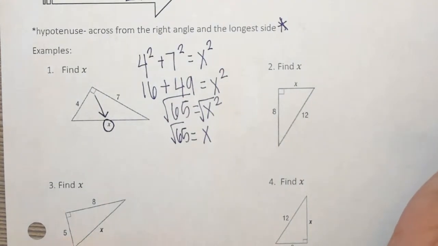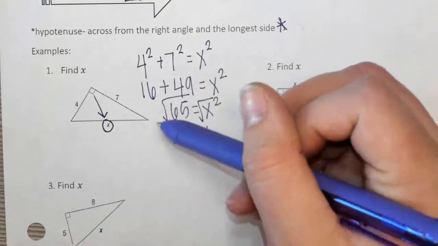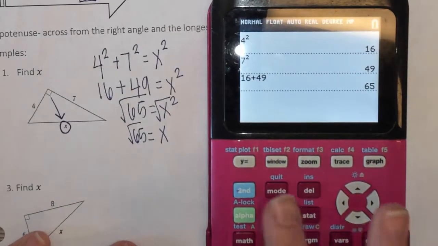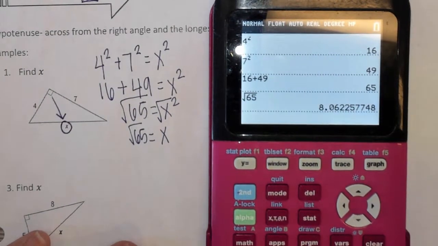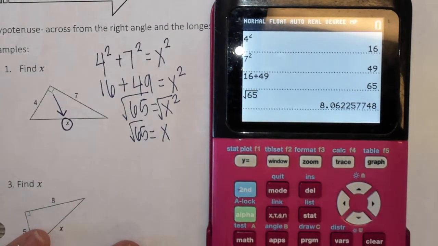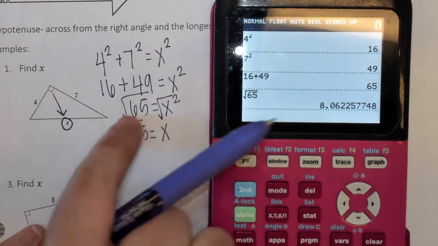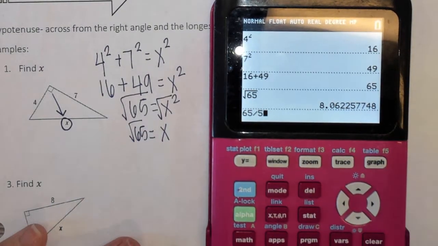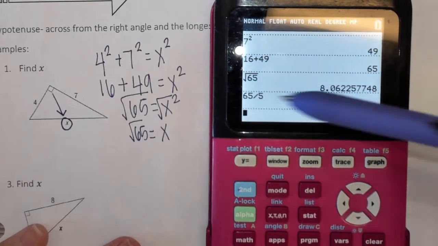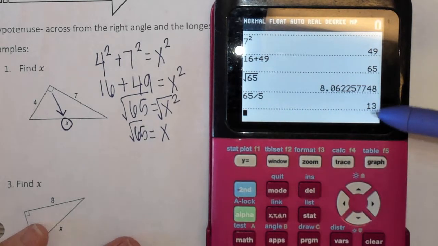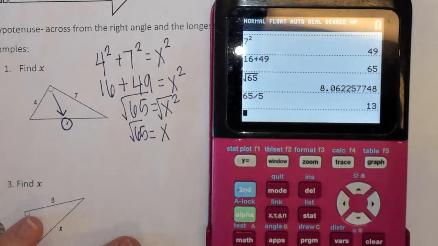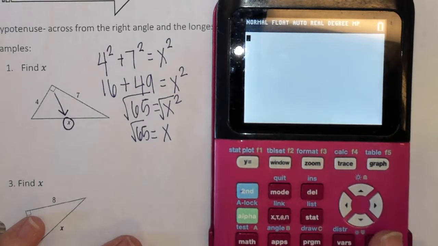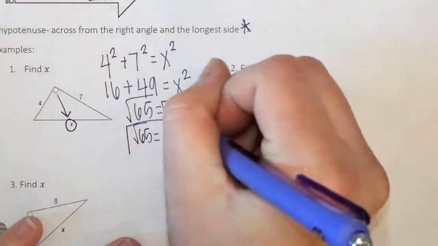Here's the deal though. I want you to leave this as a simplified radical, not a decimal. For example, if you plug the square root of 65 into your calculator, I don't want your answer to be 8.1. I want you to simplify this. So let's see if we can get anything to go into 65. So 65 divided by 5. Well, 5 and 13, but 13 doesn't break down to anything. 25 doesn't go into 65. So I bet the square root of 65 is as simplified as it gets. So that's going to be my final answer.